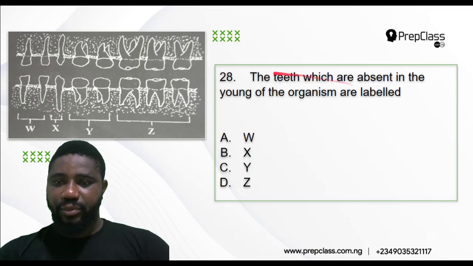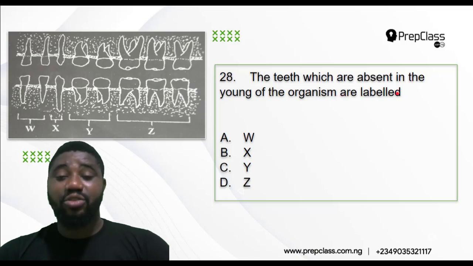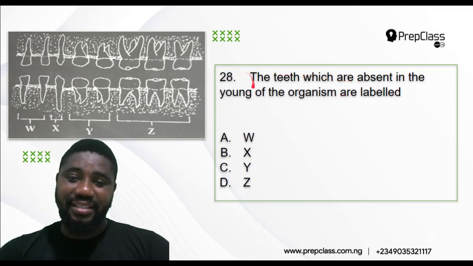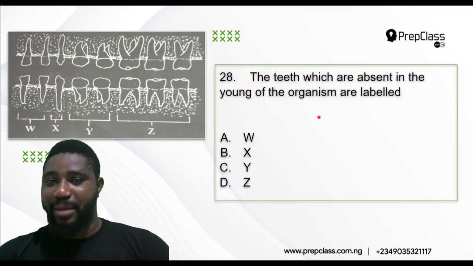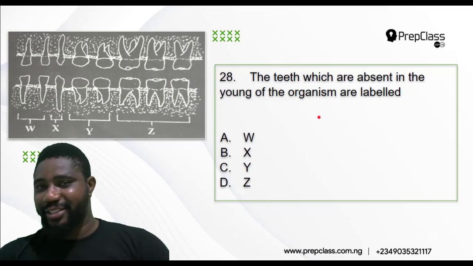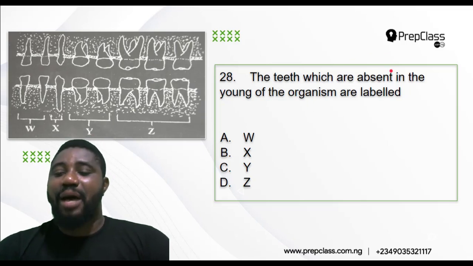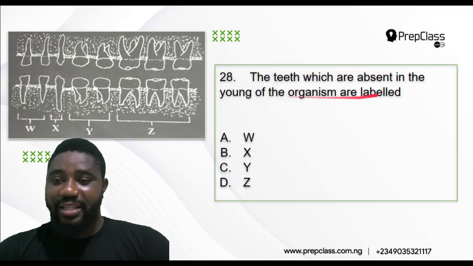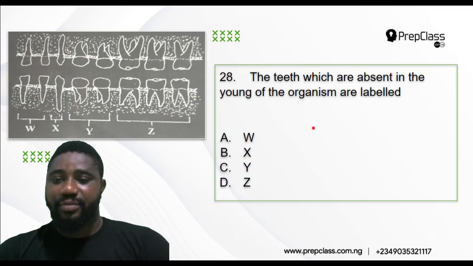28. The teeth which are absent in the young of the organism are labeled. Okay, so they're asking us the teeth that are absent because we said that this is the dental formula for man. So the one that is absent in the young of a man, that is children. Is it W, the incisors? Is it X, the canine? Is it Y, the premolars? Is it Z, the molars?